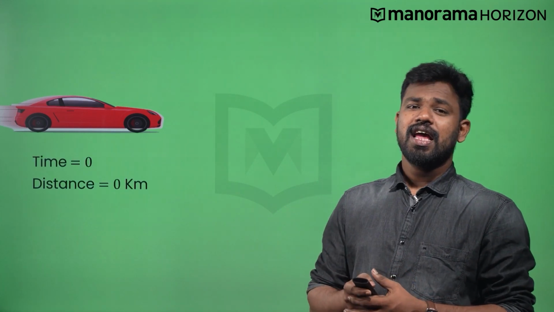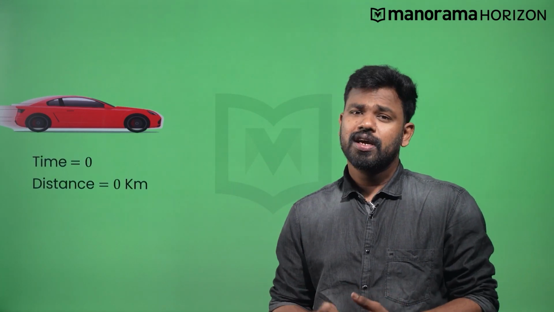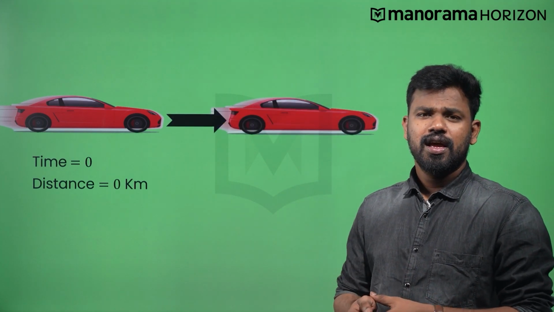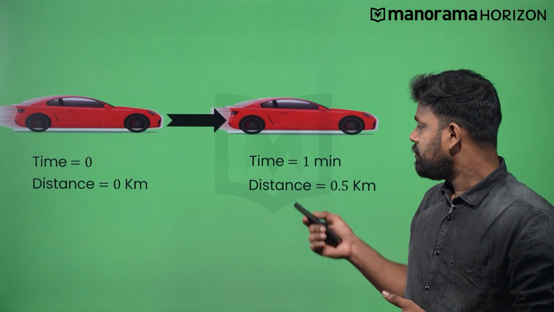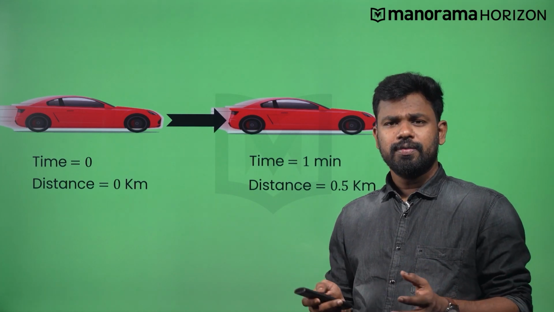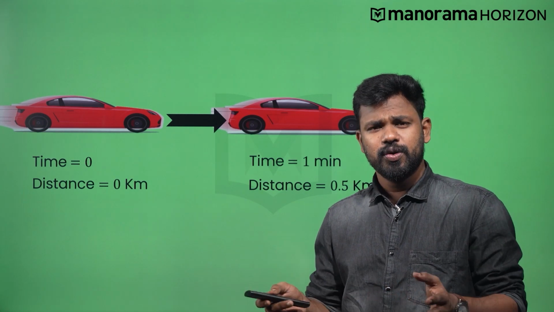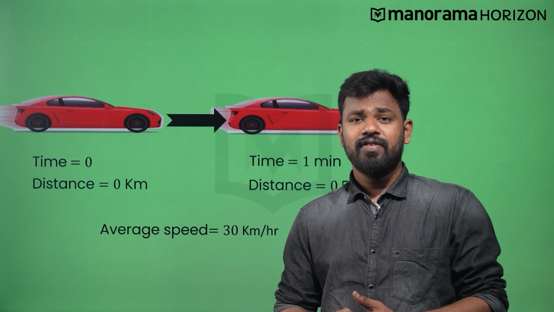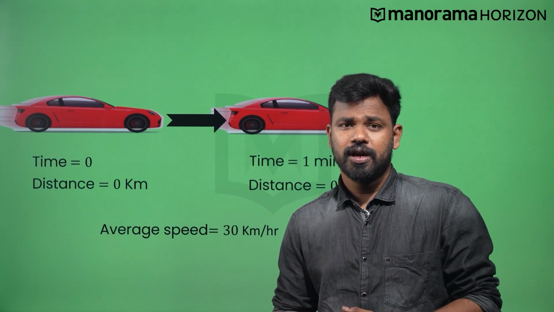Imagine a car is at rest initially. So the distance traveled and the time would obviously be 0. Now imagine the car is moving continuously. Let us consider the distance traveled by this car is 0.5 km in 1 minute. From this we can calculate the speed of the car using the simple formula, speed is equal to distance by time, and we get an average speed of 30 kilometers per hour.